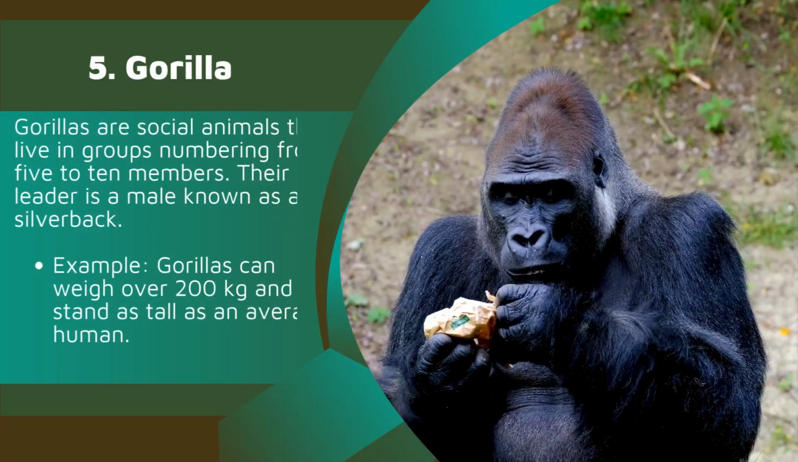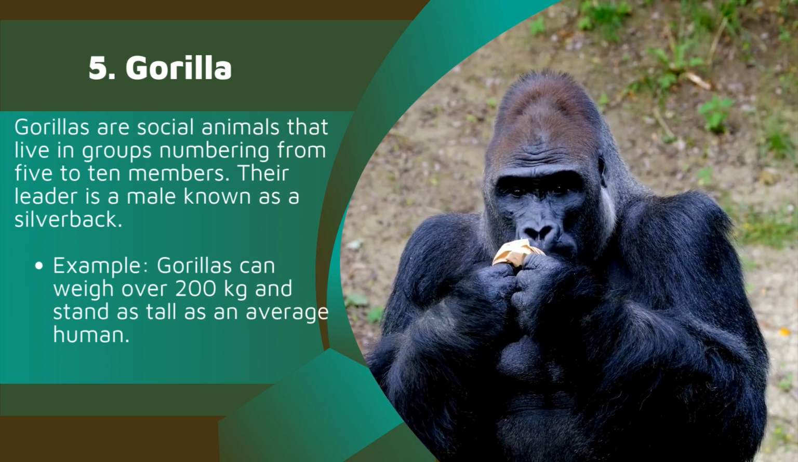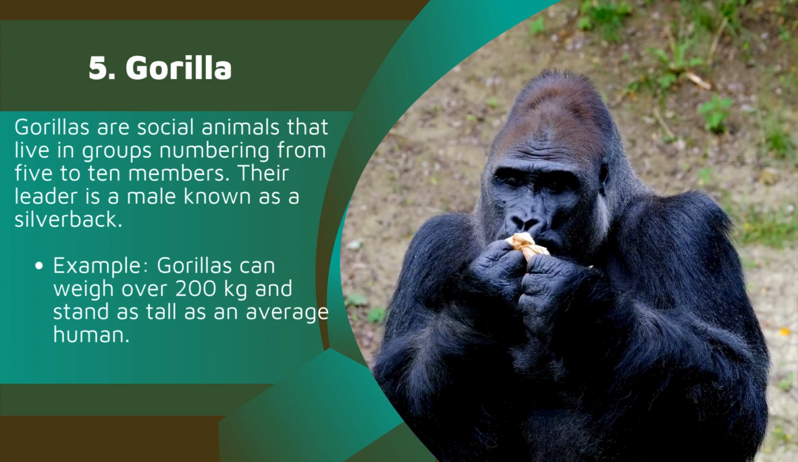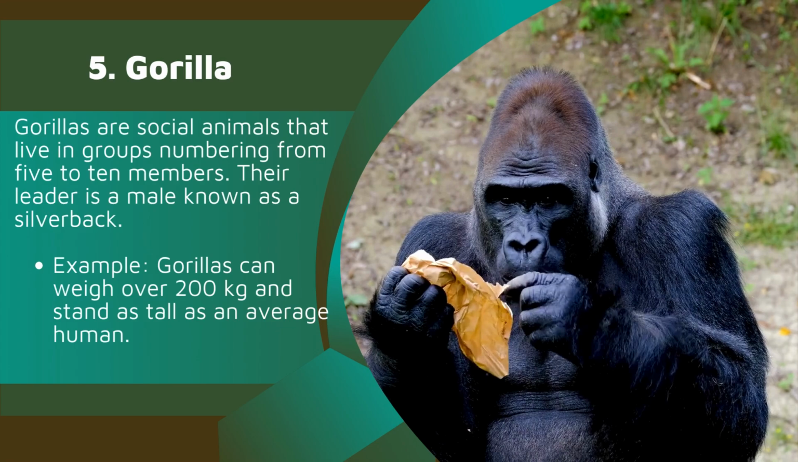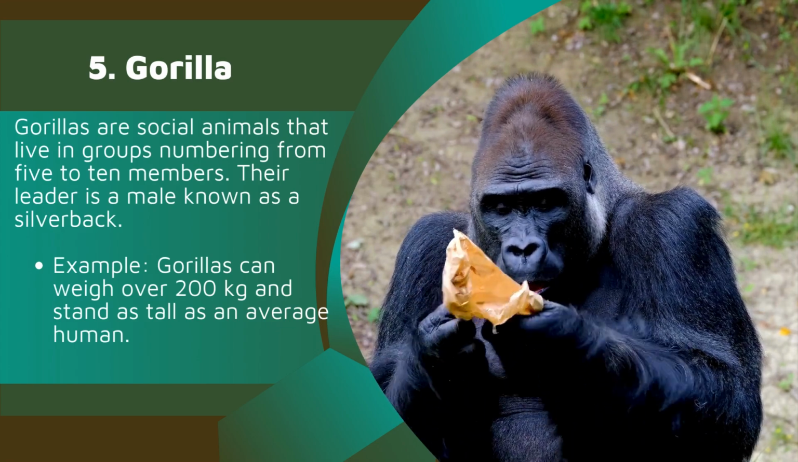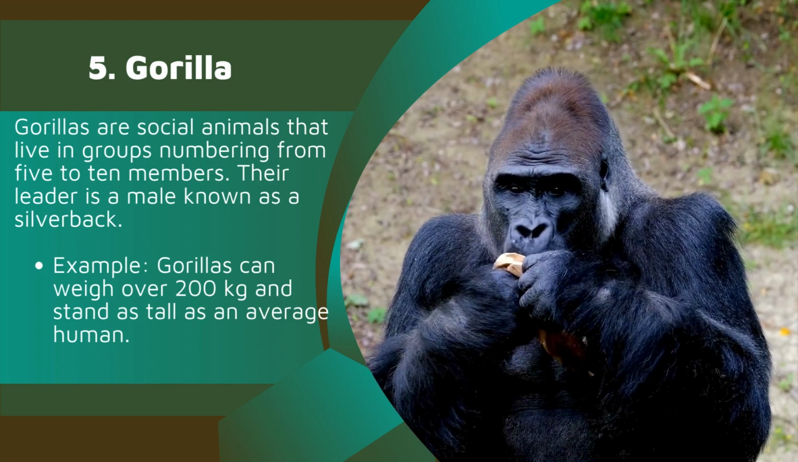5. Gorilla. Gorillas are social animals that live in groups numbering from 5 to 10 members. Their leader is a male known as a silverback. Example, gorillas can weigh over 200 kilograms and stand as tall as an average human.